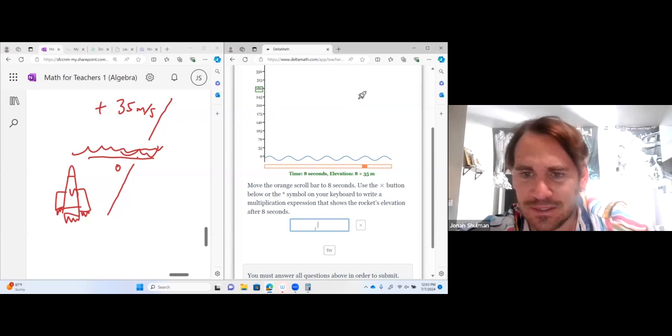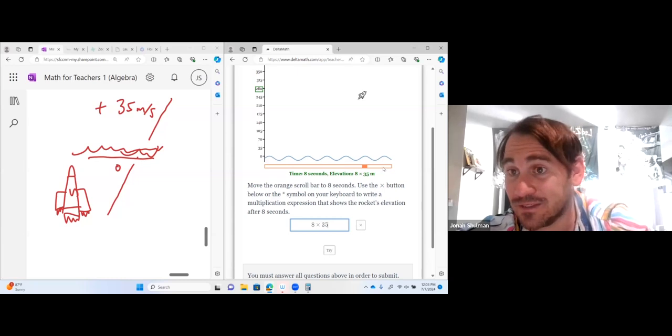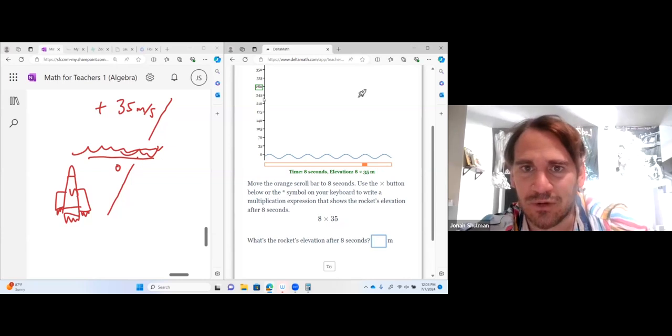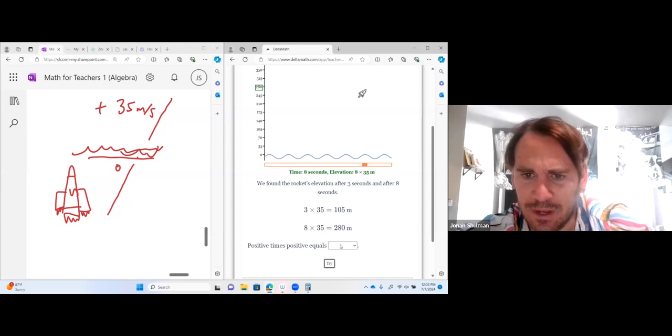8 seconds is 8 times 35. This is your x-axis. There's your y-axis for your Cartesian coordinates. So remember Descartes, and we're at 280. And positive time equals positive.